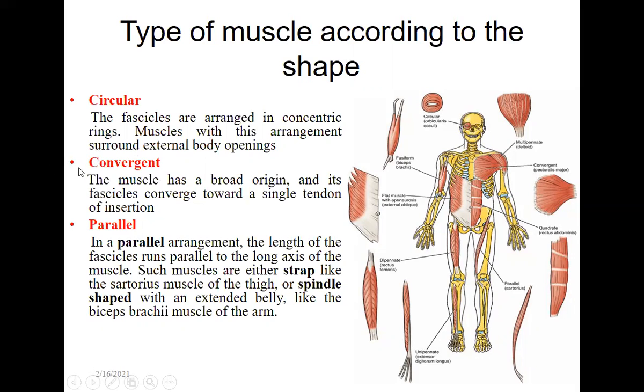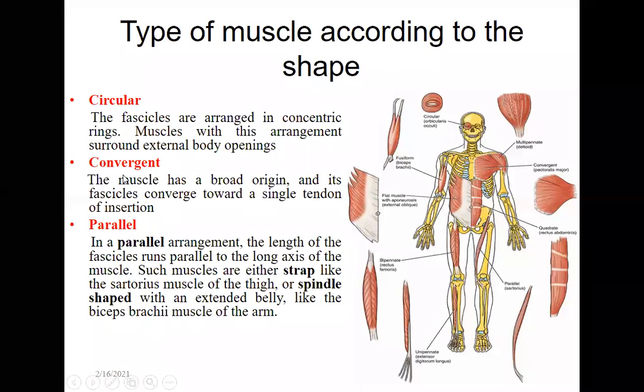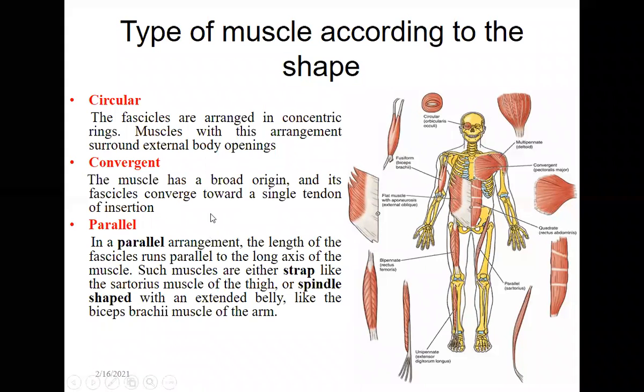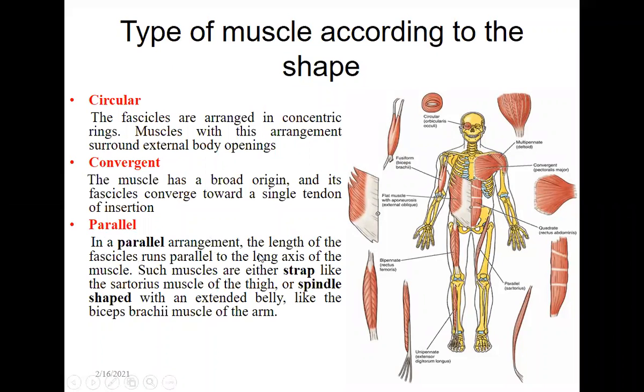Then the convergent: the muscle has a broad origin and its fascicles converge to a single tendon and insert, as you can see here. So it has a broad origin, many fibers are coming from everywhere, but they go to one particular point. This is called convergent. Divergent means going away, and convergent means coming close to each other. Then we have the parallel. In parallel arrangement, the length of the fascicles runs parallel to the long axis of the muscle. All muscle fibers will be parallel to each other.